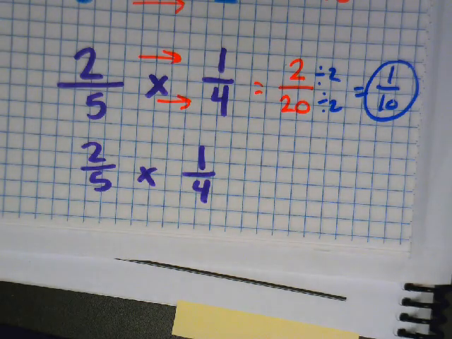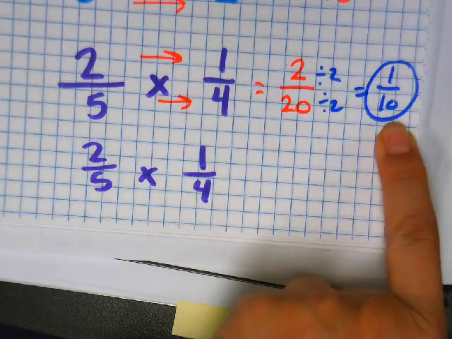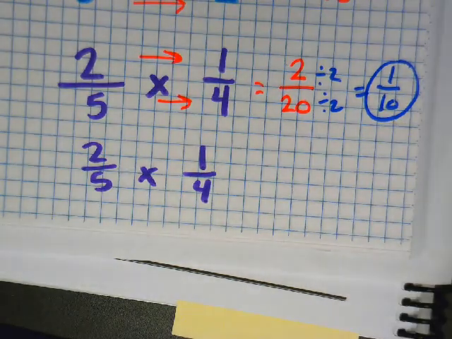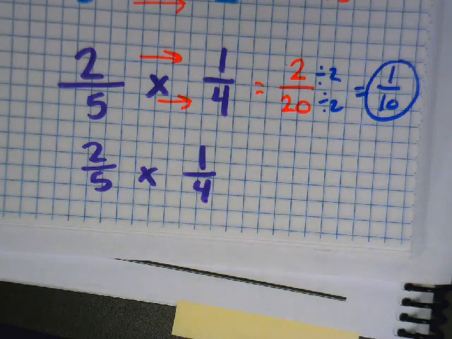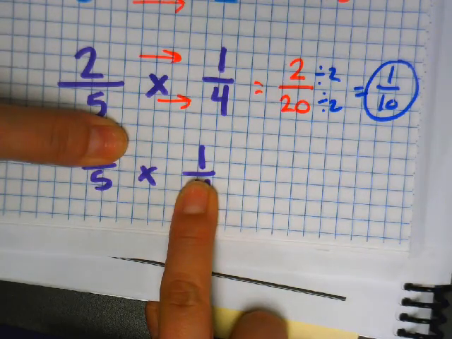All right. So we already know the answer is 1/10. So how are you going to make it different, Miss Amali? What you do is you simplify the corners. So before you multiply, you simplify the corners. So you look at the corners, 5 and 1. Is there something I can divide 5 and 1 by?